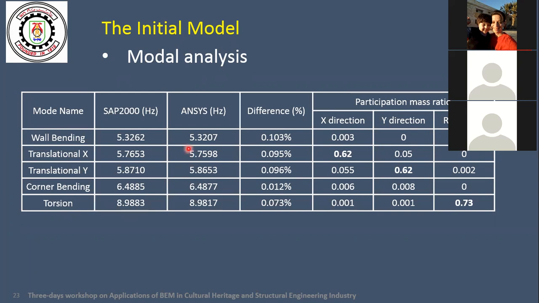And these are the values extracted from the SAP model and the ANSYS model. Of course, we're talking linear now, so the difference between the two models is negligible. The participating mass in the X direction, for the translation X, you find the largest value. In the Y direction, you find the largest in translation. And for the torsion, you find the largest value.